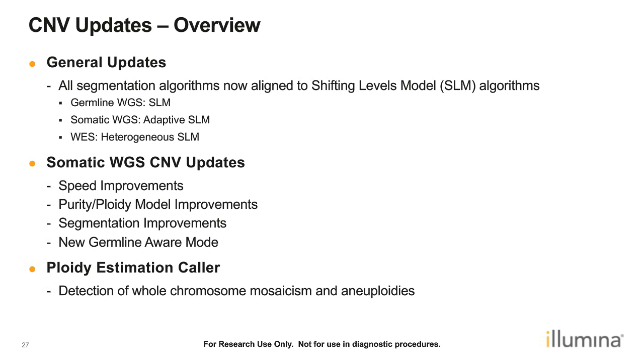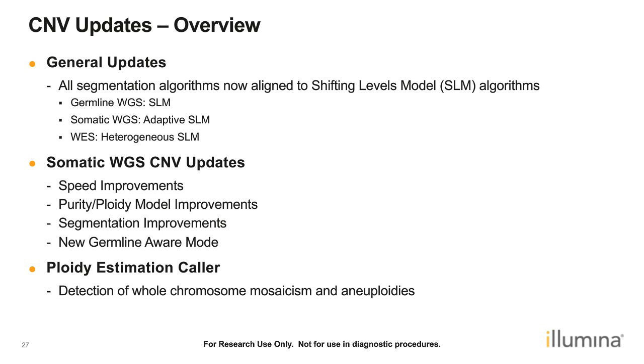We are still keeping the CBS segmentation algorithms, but that's an optional one, so that's something that customers will have to enable specifically. The ones that I'm showing here are the default ones. And then in general, for the updates that we have done to the somatic piece of whole genome CNV calling, there are speed improvements. There are improvements to the purity and the ploidy model.